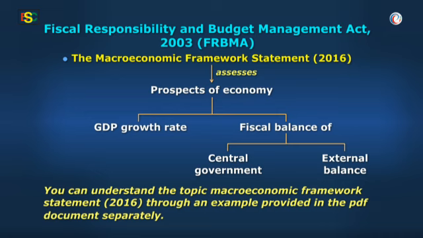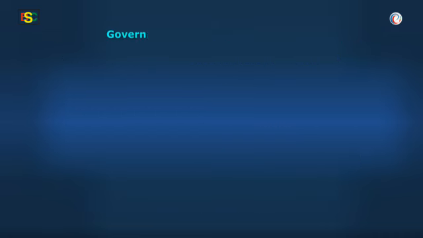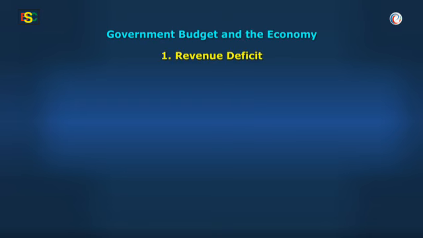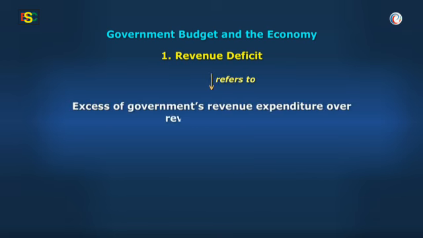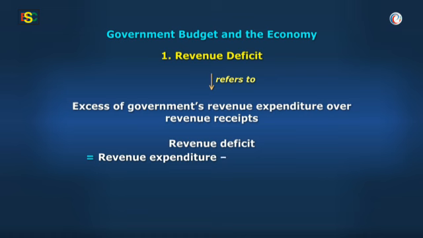Moving further, let's discuss some terms on government budget and the economy. Revenue deficit. The revenue deficit refers to the excess of government's revenue expenditure over revenue receipts. Revenue deficit equals revenue expenditure minus revenue receipts.